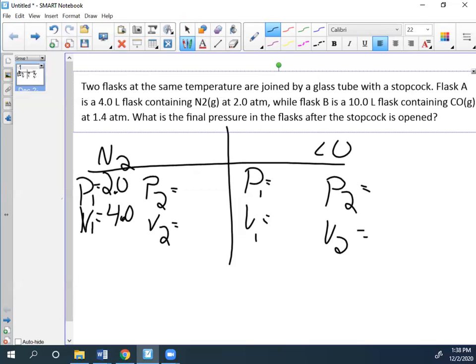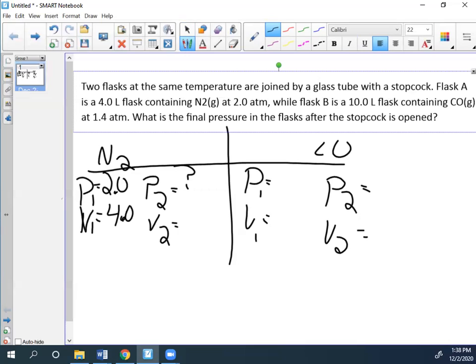P2, what's that? No. P2 would be 4 plus 10, 14? Nope. No, that'd be volume 2, but P2 is what you're looking for. And what is V2? Justin, what is V2? 14.